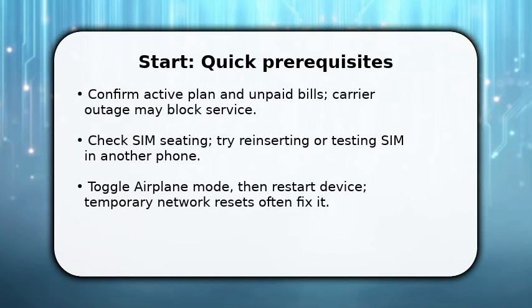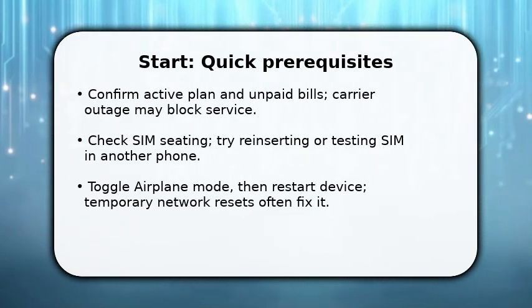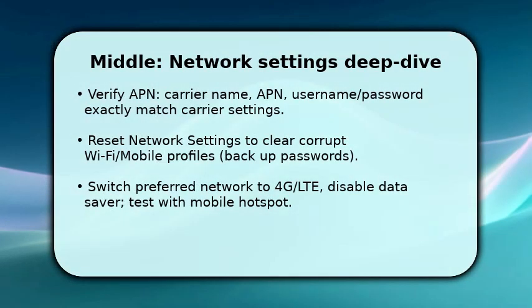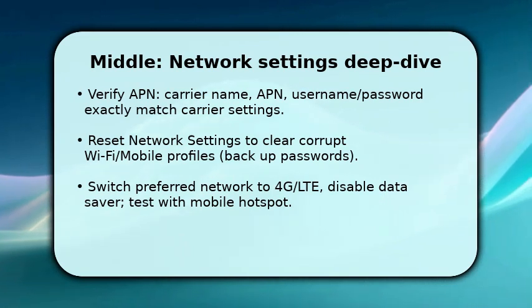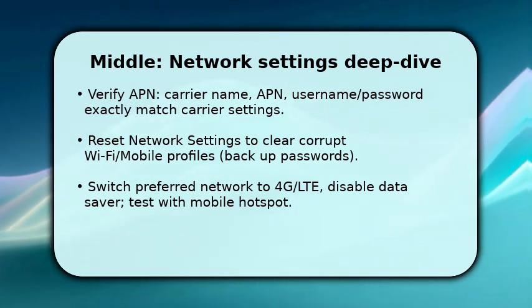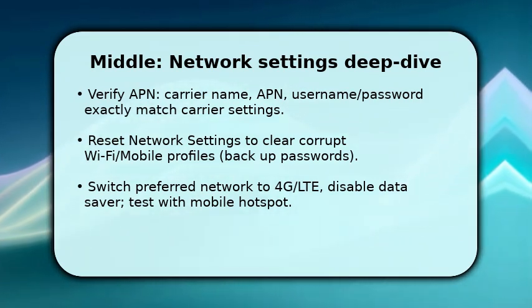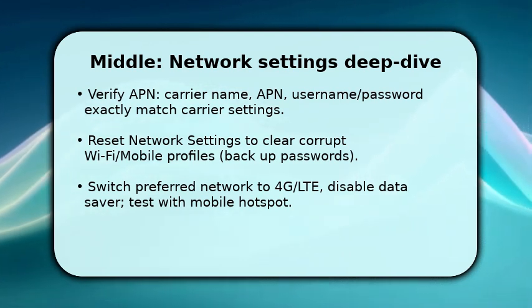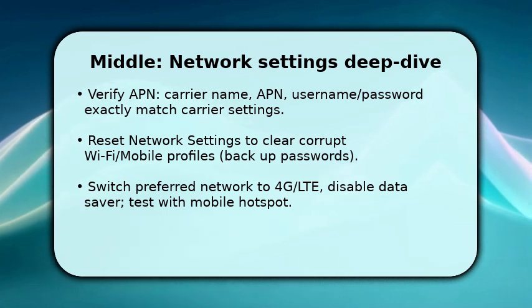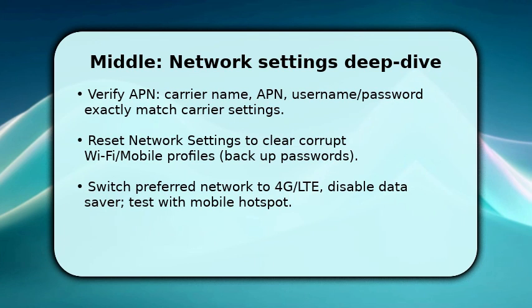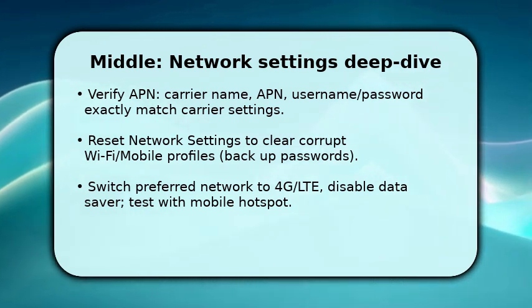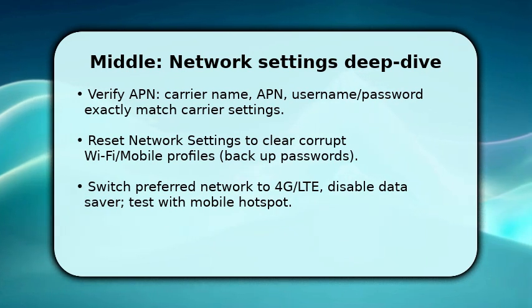persists. You now dive into settings because misconfigured APN or radio preferences usually cause service failures. Open mobile network settings and confirm the APN fields match your carrier's exact values, because incorrect characters or missing entries block data. If unsure, reset network settings to clear bad profiles, then re-enter Wi-Fi passwords. Also switch preferred network to 4G or LTE and disable data saver. This ensures the radio seeks the correct data mode and lets you test.